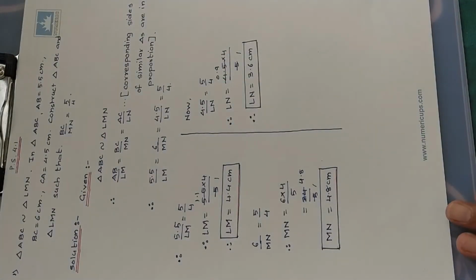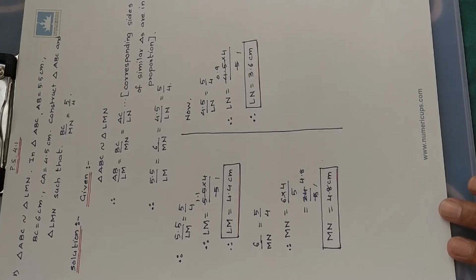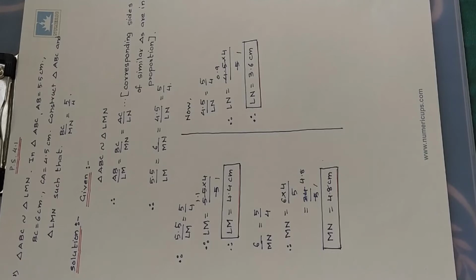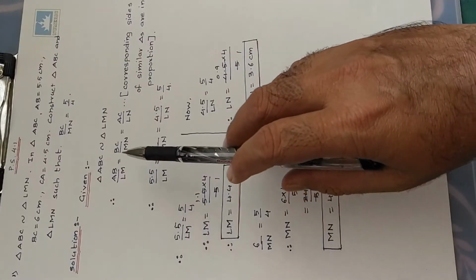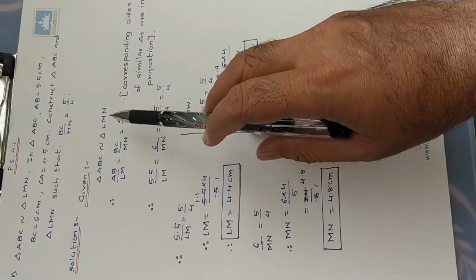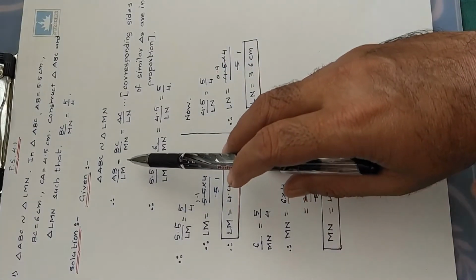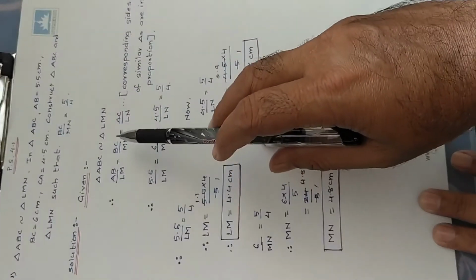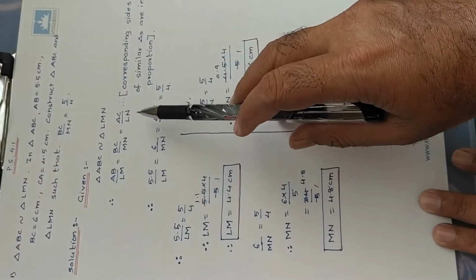Now here only the sides of triangle ABC are given to you, that is AB is equal to 5.5, BC equal to 6 centimeter, CA equal to 4.5 centimeter. But the ratio of the corresponding sides of the two similar triangles is given to you. So see what exactly it is. Now here triangle ABC is similar to triangle LMN, correct? So AB upon LM is equal to BC upon MN is equal to AC upon LN.